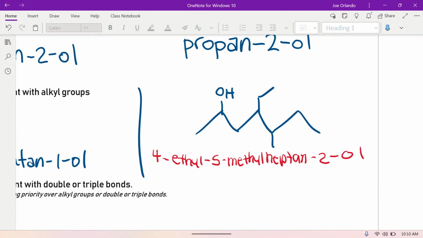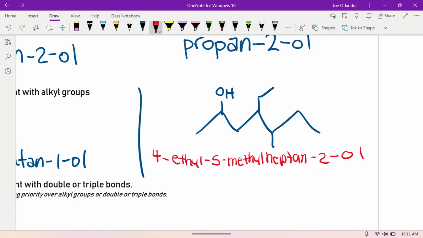So anyway, okay. Do we like the heptan of it? Is this a hept? 1, 2, 3, 4, 5, 6, 7? I like that. Do we like that there is a methyl on carbon 5? I think so. Do we like that there's an ethyl on carbon 4?